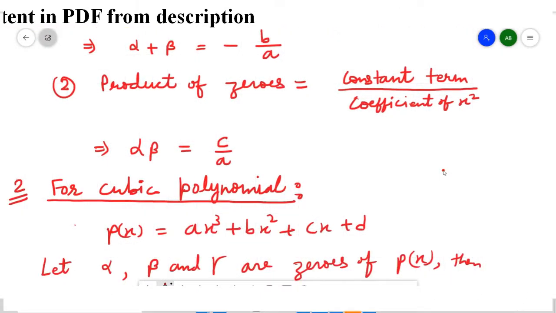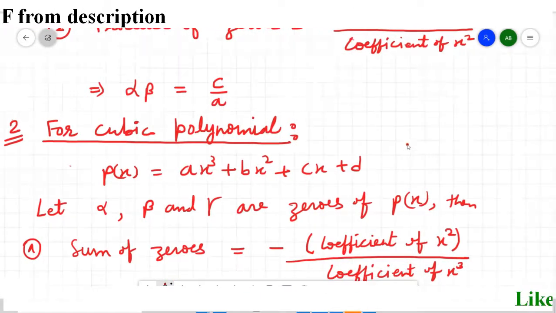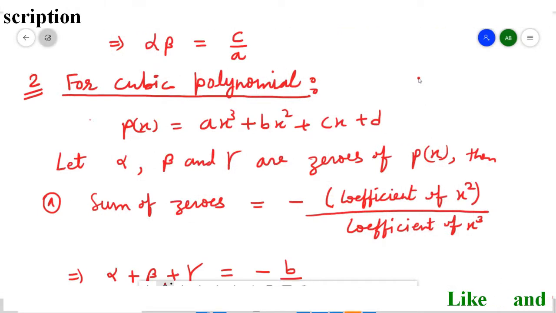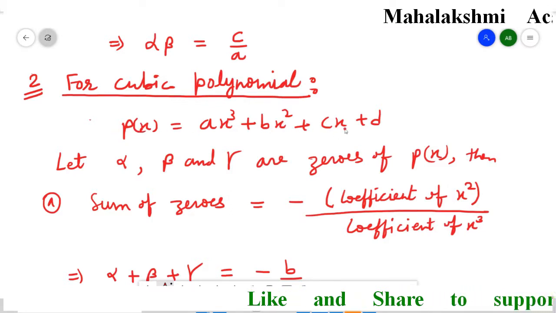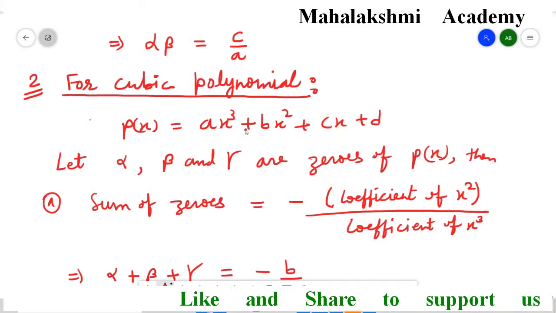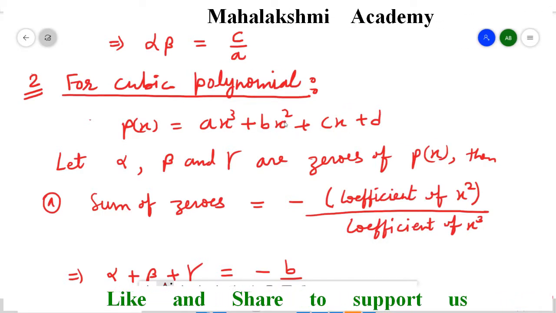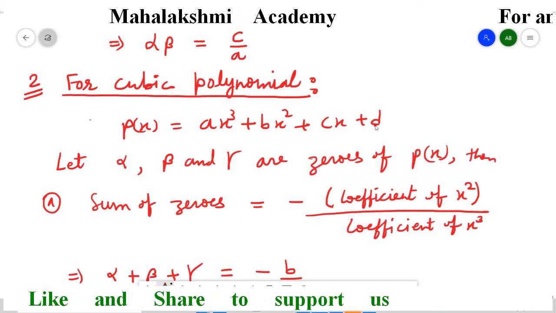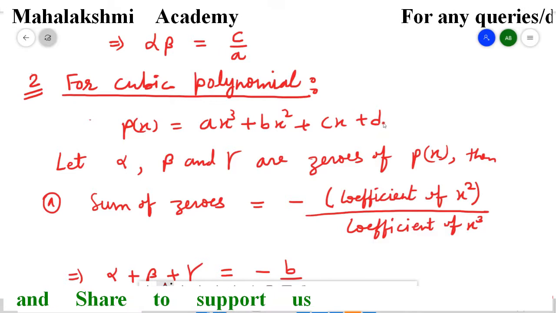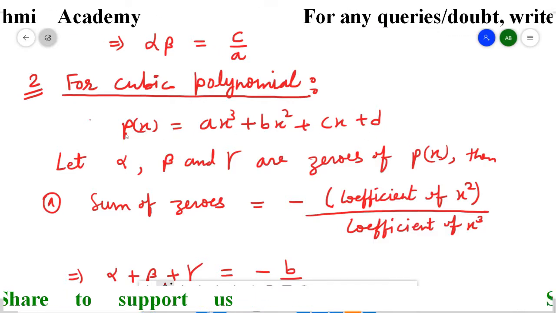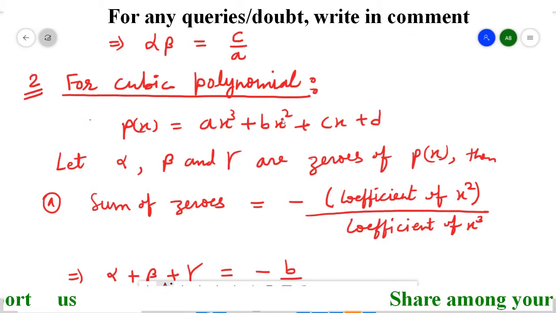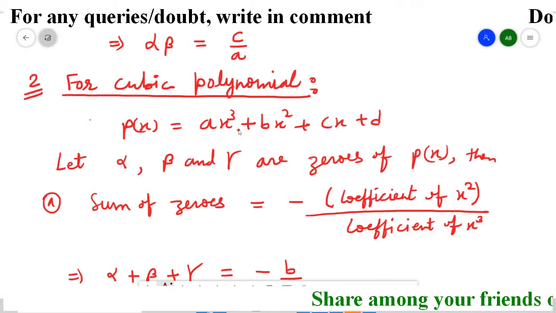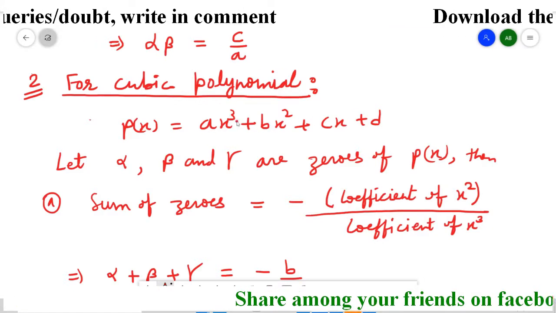Now we go to the cubic polynomial. A cubic polynomial means a polynomial whose degree is 3. Again, p(x) means a polynomial in variable x, so the variable here is x. a, b and c are the coefficients of x cube, x square and x respectively, and d is the constant term because d doesn't have any variable. What is the variable here? x. Since the maximum power of the variable is 3, its degree is 3. That's why it's a cubic polynomial.